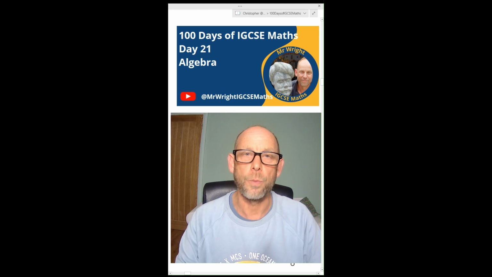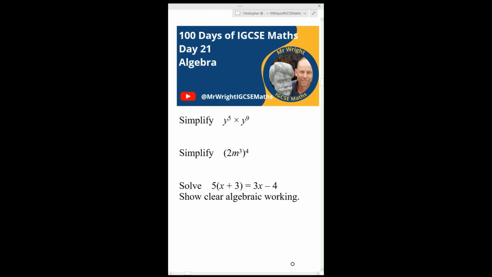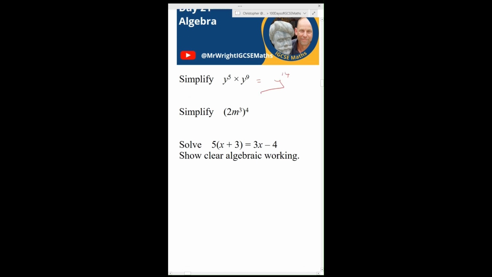It's day 21. We're 3 weeks in. Now's your chance to pause if you're doing this question before me. Okay, I'm going to add the indices here. It gives me y to the power of 14. The second one means 2m cubed multiplied by 2m cubed multiplied by 2m cubed multiplied by 2n cubed. 2, 4, 8, 16 m to the 12, adding the indices.